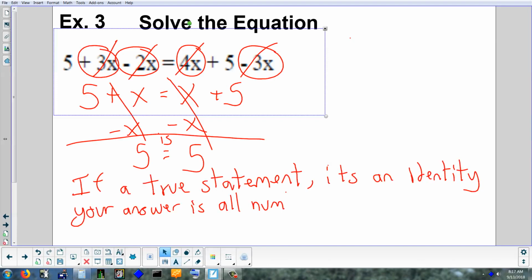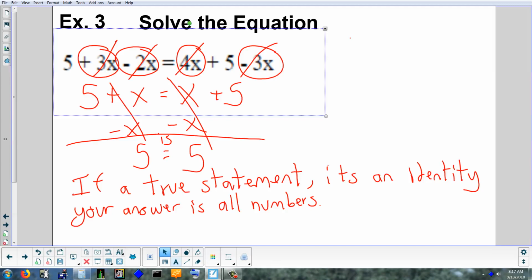All numbers. So what does that mean, all numbers? Mary? You can take any number you wanted, put it in for x, and you get the same answer. You can plug in any number you want for x, and both sides will match up. Any number you want, 1,506,000, doesn't matter. Anything you want for x, and your answer will match up on both sides to be a true statement.